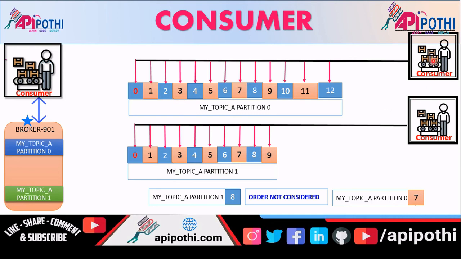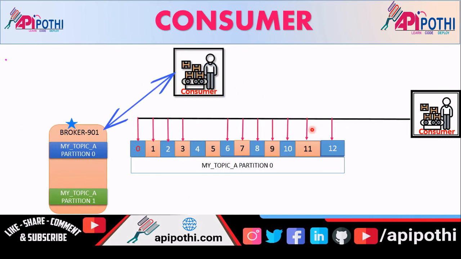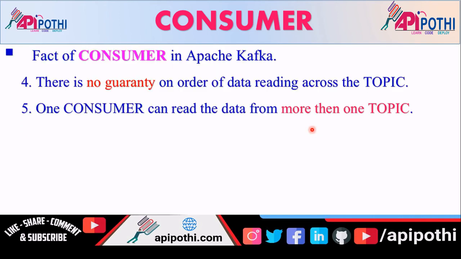Even if you have one consumer, currently we have two consumers here, but consider that one consumer is reading from both partitions, meaning partition 0 and partition 1. Still we cannot give the guarantee in which order it is getting read. So that is all about the order. And obviously one consumer can read the data from more than one topic, which is very obvious.